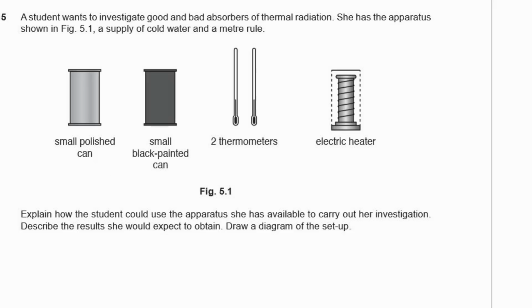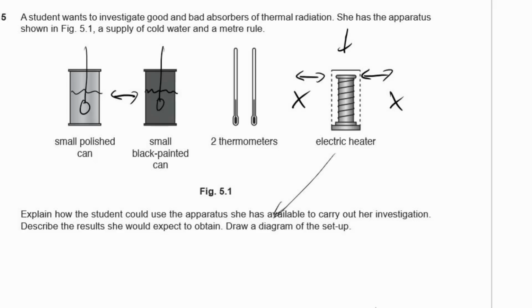Okay. Well, let's look at it. We have an electric heater. We've got a couple of cans. I think what we want to do is fill these cans with water to the same level. Probably put the thermometers inside. And then put one on either side of the electric heater at the same distance, and then that would tell us which one is good at absorbing thermal radiation, which one is not as good at absorbing thermal radiation. So let's do that, and let's put that picture underneath down here.